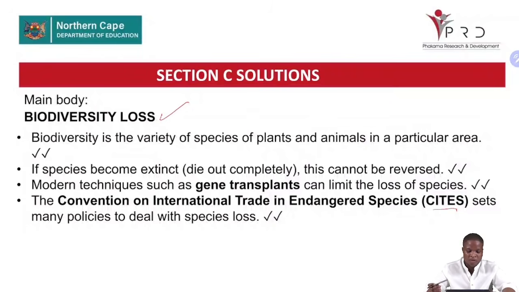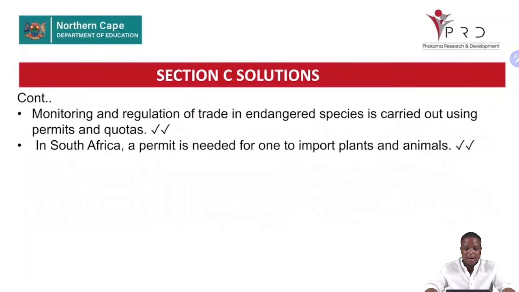So you're getting your marks for doing what? Describing biodiversity, describing what will happen if we lose them. They cannot be reversed. Talking about the modern techniques that are used now to limit the loss of it, and talking about the international measure that we have, which is CITES, dealing with species loss. Monitoring and regulation of the trade in indigenous species is carried out using permits and quotas in South Africa. In South Africa, a permit is needed for an import of plants and animals. That is the continuation of what? Of biodiversity loss. Let's move to the next subheading.